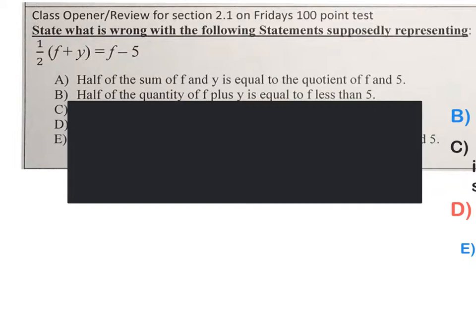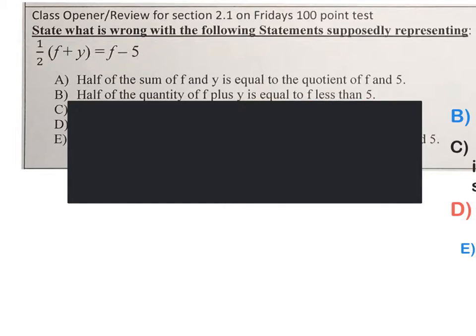B says half of the quantity of f plus y is equal to f less than 5. Half of the quantity, that's 1/2 parentheses. Quantity means parentheses. So 1/2 parentheses, and notice what's inside of the parentheses, f plus y. Perfect, f plus y. So far so great. Half of the quantity of f plus y is equal to, so far this might be the winner, f minus 5. But over here it says f less than 5.